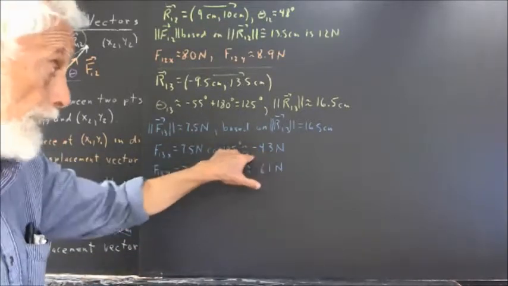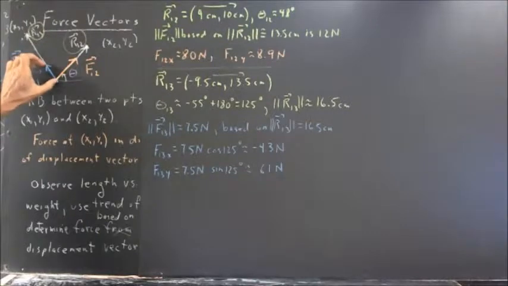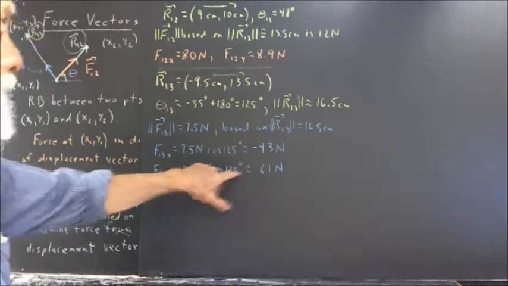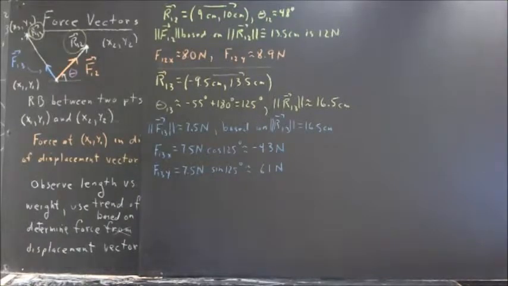Does this make sense? Negative 4.3 newtons. Yeah, if we go in the X direction, we go over here, negative 4.3 newtons. If this is 7.5 newtons, it's very plausible if this is 4.3 newtons and it's in the negative X direction. And that Y is 6.1 newtons. It's very plausible. If this is 7.5, then this is 6.1. Okay? Now, we put all this together.